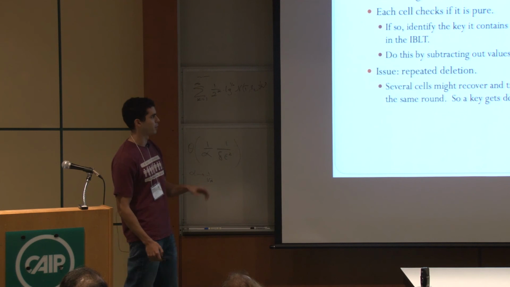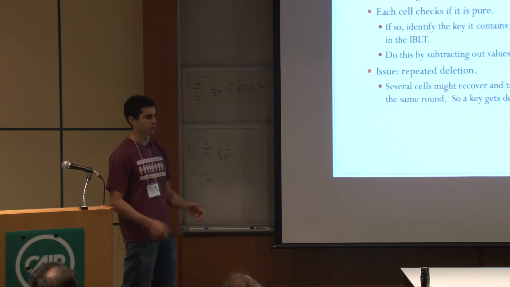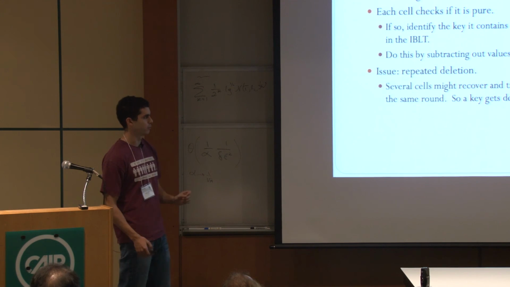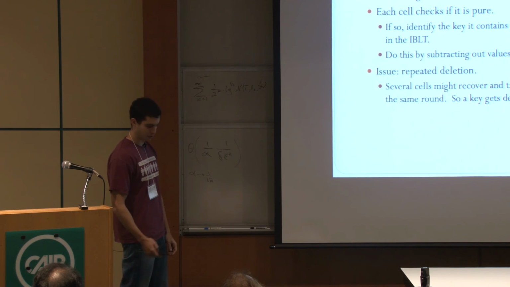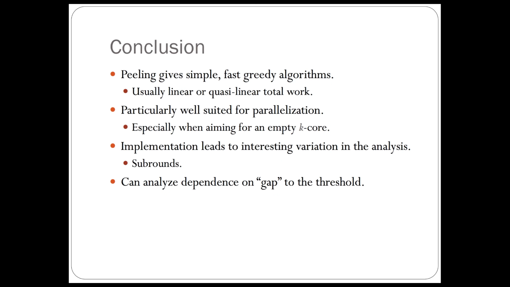So you can do that by breaking things into serial sub-rounds, and you might be concerned that that will blow up the serial runtime by a large factor, where the large factor is just R, the number of cells you hash to. But it turns out that you can analyze that process a little more precisely and find that it doesn't blow up your runtime by a factor of R, it blows it up by like log R. Of course, R is like 3 or 4, so the difference between R and log R is like 2, but maybe you care. And I'll stop there.